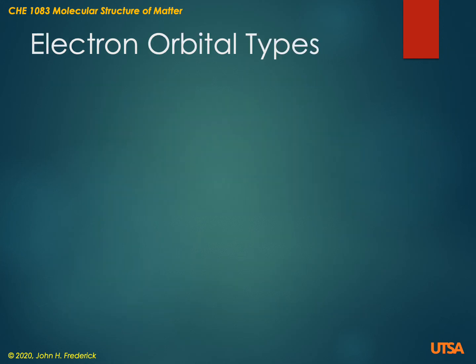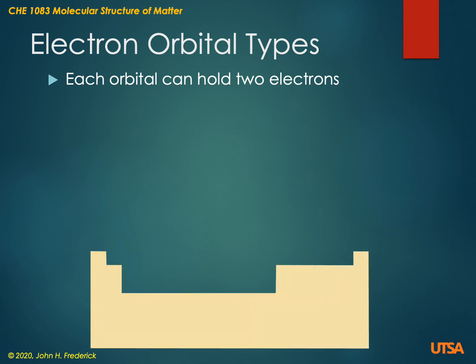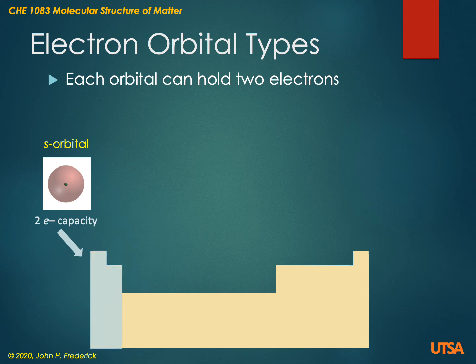So let's take a look at those electron orbital types and see if we can understand how they help us understand the structure of the periodic table. Each orbital can hold 2 electrons. We're already familiar with s orbitals. They can hold 2 electrons, and when they are the valence electron orbitals, they are responsible for those active metals on the left side of the periodic table. The first 2 columns are where elements are filling in those s orbitals.